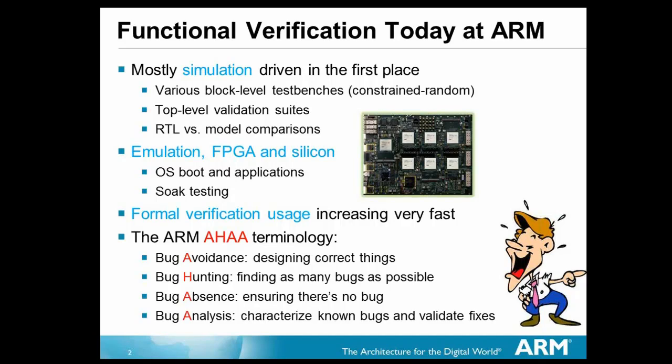And we have defined our AHAA terminology, which means that we have defined 4 big tasks that we want to achieve for verification. The first one is bug avoidance. We want the designer to design correctly, basically. That means they will avoid doing bugs. Because they are not perfect, of course, they will still do some bugs. So we need them to hunt for these bugs.